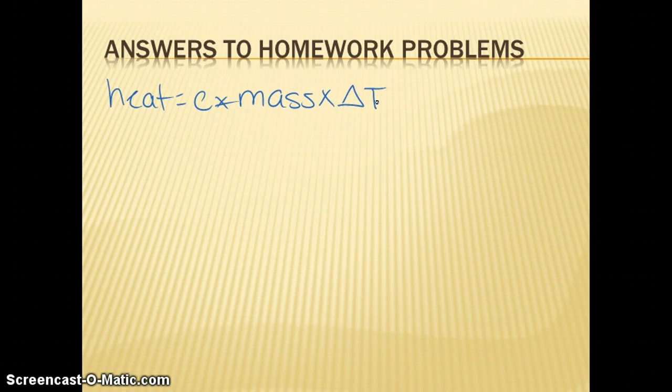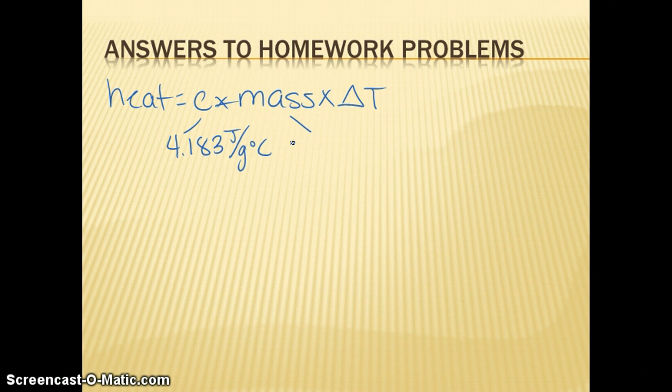Okay, so for 51D, we're trying to figure out the kilojoules of heat needed to raise the temperature of an amount of water. So when we're solving for a heat, we are going to use the equation heat equals C times mass times delta T. Because we're talking about liquid water, we know that our C is 4.183 joules per gram degrees Celsius.